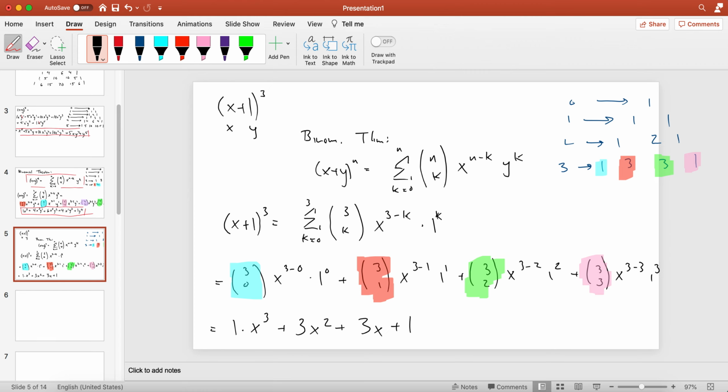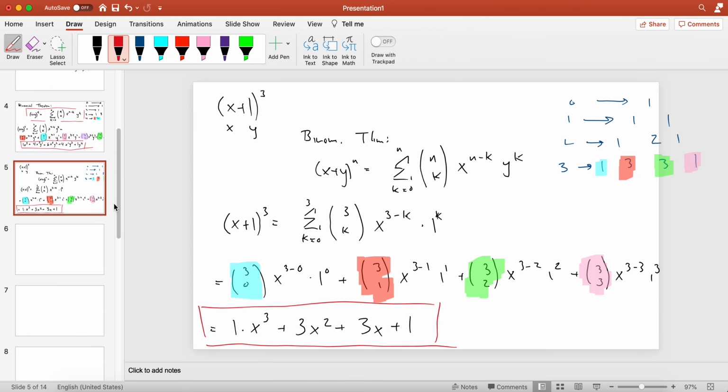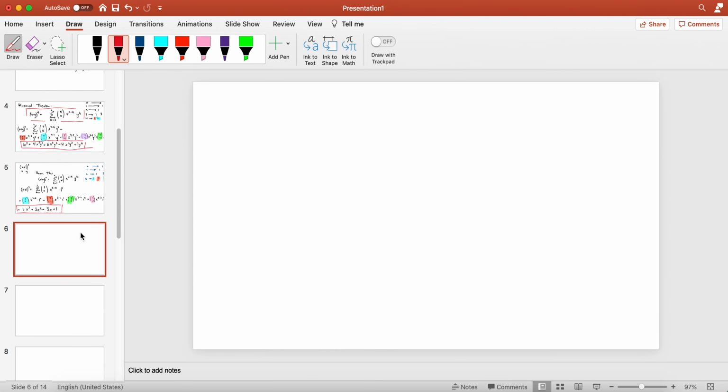x to the 3 minus 3 is x to the 0, which is just 1, so I'm not going to write that, and 1 cubed is 1, so I'm not going to write that. So finally, the answer is just x cubed plus 3x squared plus 3x plus 1. You might have found it easier to just do x plus 1 cubed out. It might have been, but this was just for illustrative purposes. I wanted you to understand what was going on.